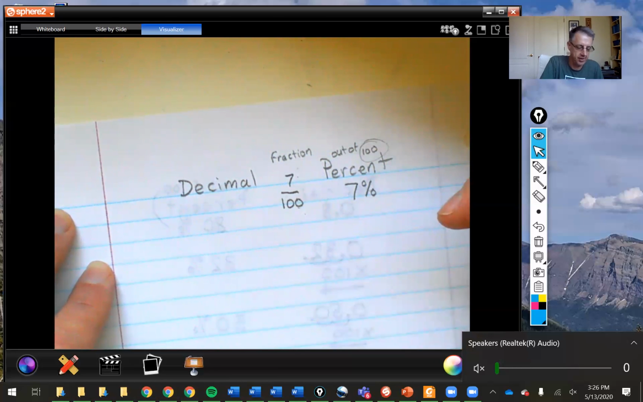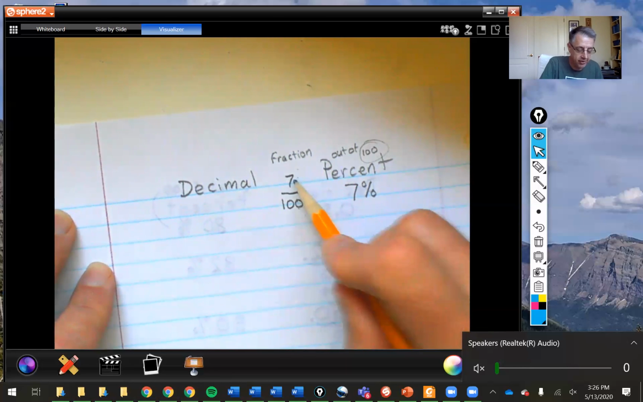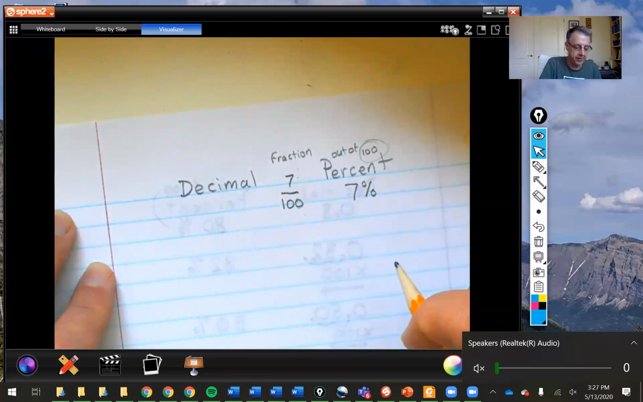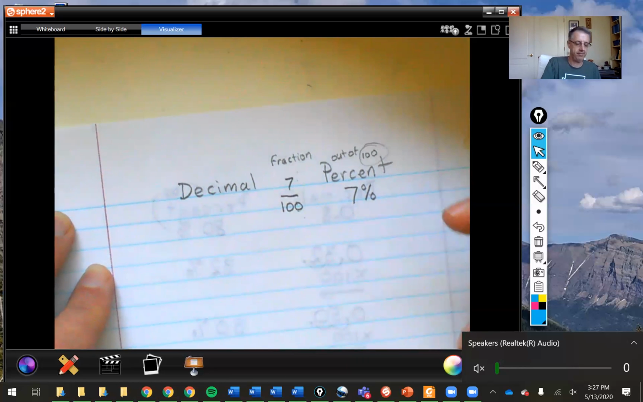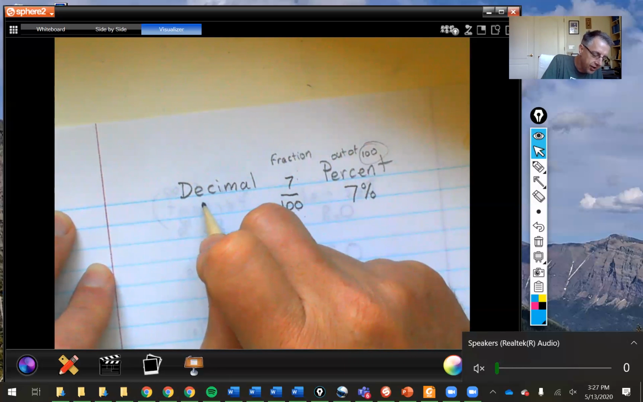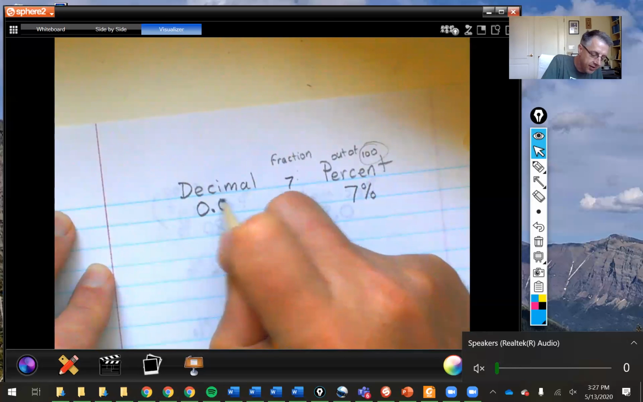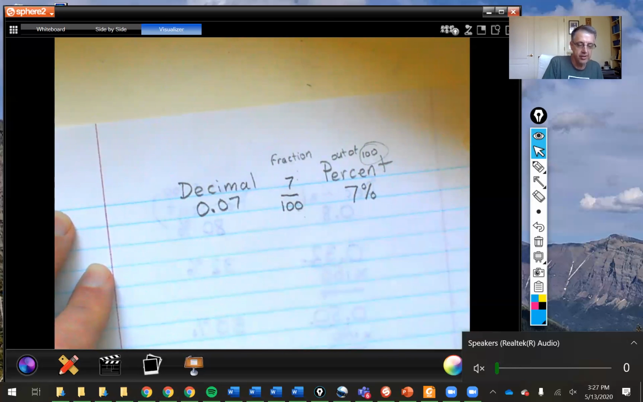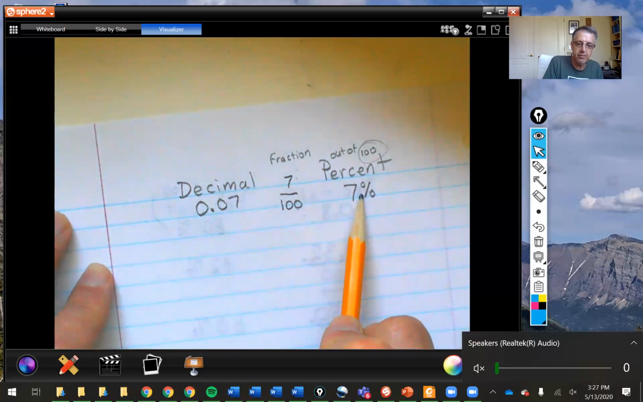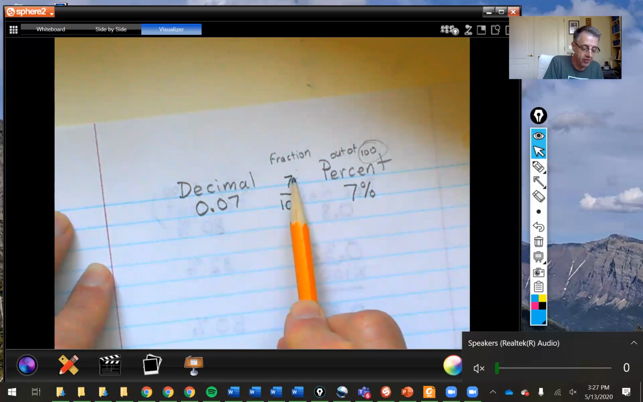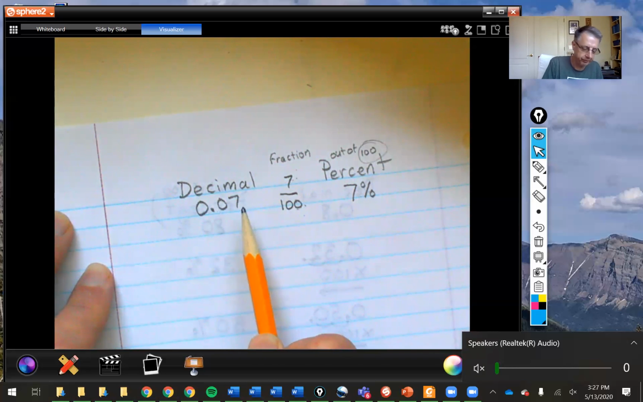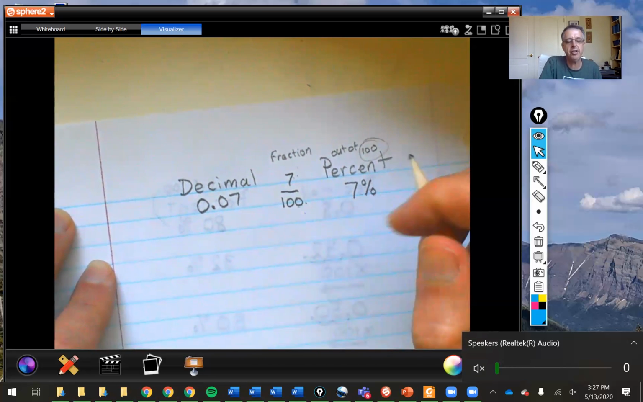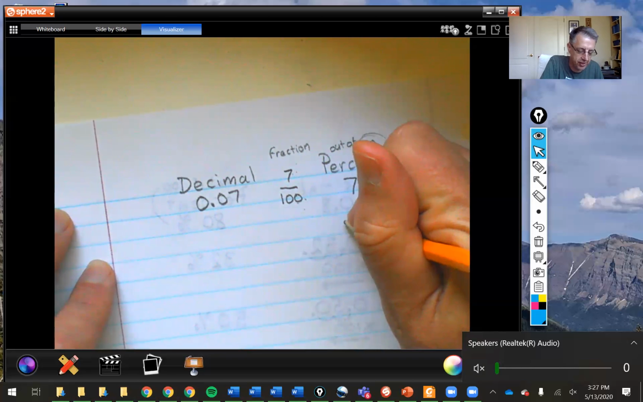They're the same thing. Now that I've got it as a fraction, though, I can really easily turn it into a decimal just by reading it out loud. 7 hundredths. Oh yeah, I can write that really easy. 0.07. So now I've converted my percent, 7%, into a fraction, 7 over 100, and then into a decimal, 7 hundredths. Let me show you 2 more examples, and I think you'll get the gist of it.